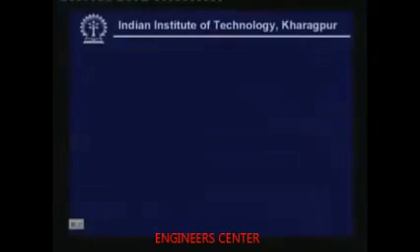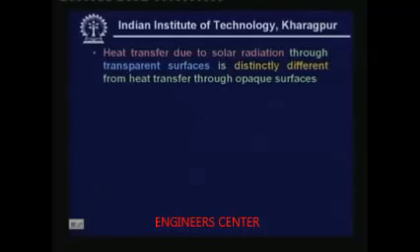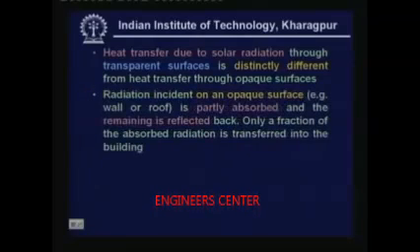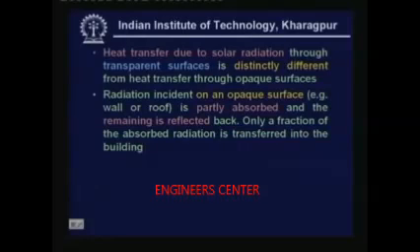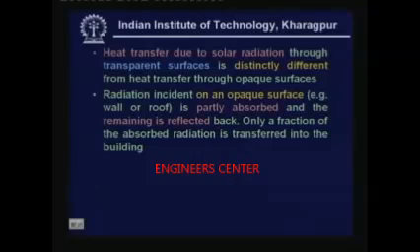Now let us see what is the effect of this on the cooling and heating loads. Heat transfer due to solar radiation through transparent surfaces is distinctly different from heat transfer through opaque surfaces. This is one important thing to note. What is the difference? Radiation incident on an opaque surface, for example a wall or a roof, is partly absorbed and the remaining is reflected back. Because it is an opaque surface, its transmittivity is 0. So whatever radiation is incident, either it is absorbed or it is reflected. That means it is partly absorbed and partly reflected.